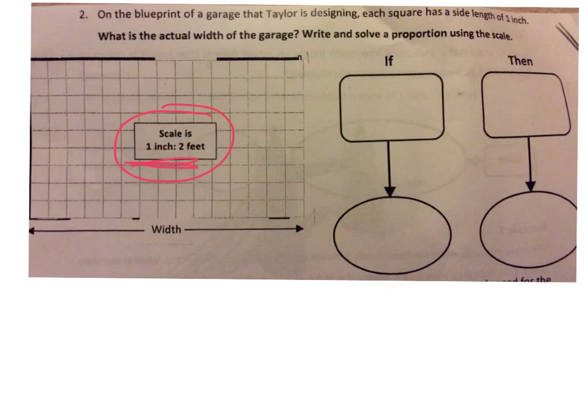So that's going to go in your if spot. So if 1 inch is 2 feet, now you should know the labels match going across. The question is, what's the real width of the garage? Well, the real is always your second number in your scale, so that's what I don't know. We've got to figure out how many inches our width is.